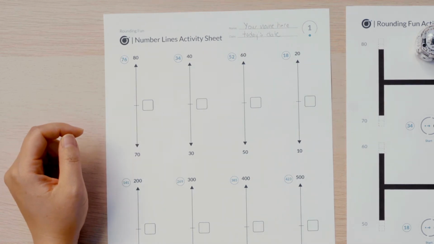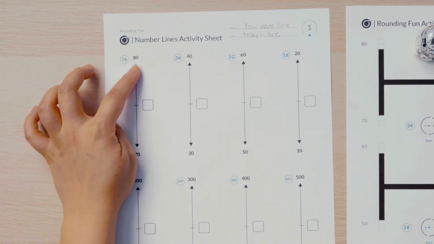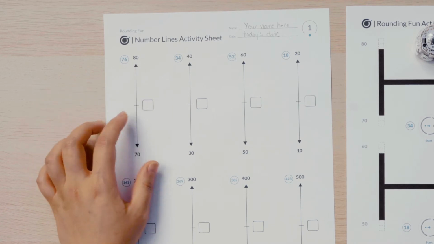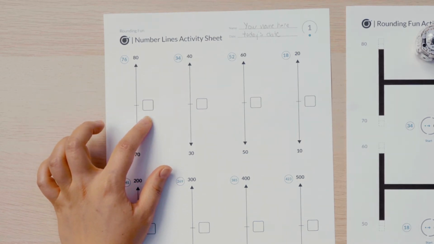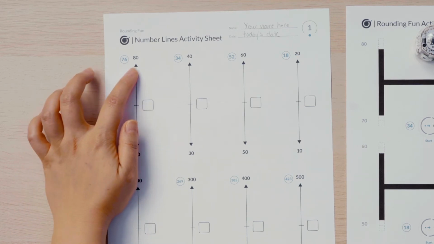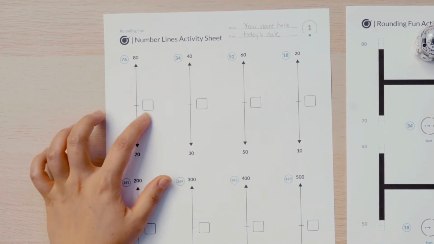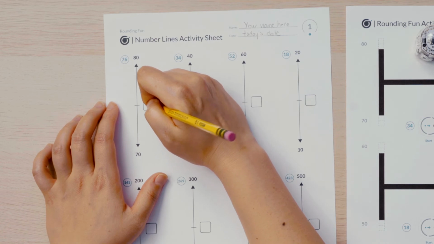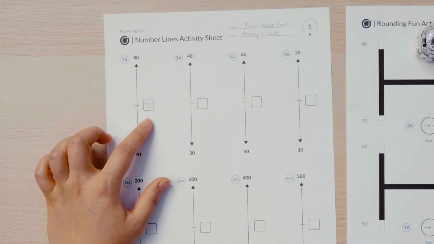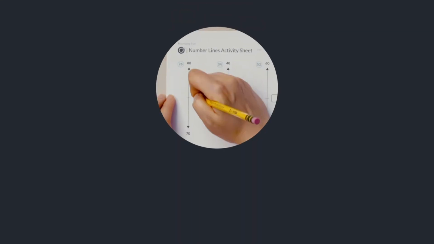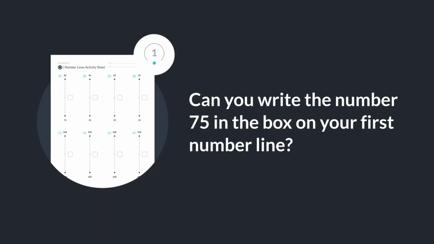When you look at the number line, you see the range 70 to 80 already marked, but the middle value is missing. You need to find the value that is in the middle of 70 and 80. 75 is the number in the middle. I wrote the number 75 in the box on the number line to mark the midpoint. Can you write the number 75 in the box on your first number line?